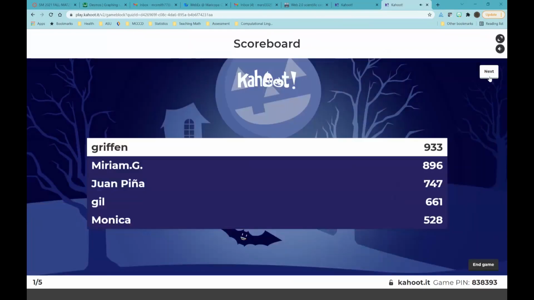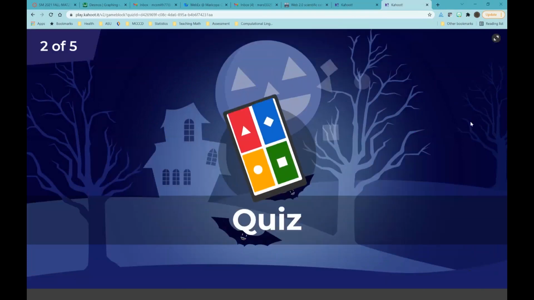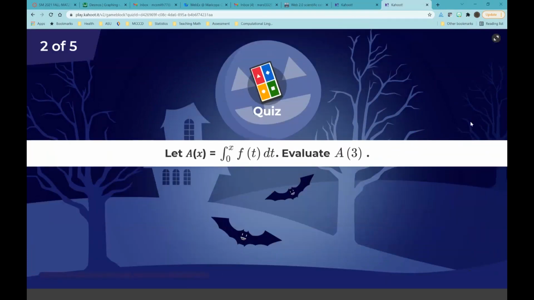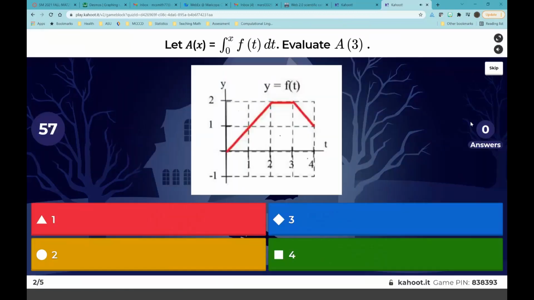Here's the point totals. This one you'll have a whole minute to do, don't worry. You're just accumulating area, remember. And you're starting at 0.